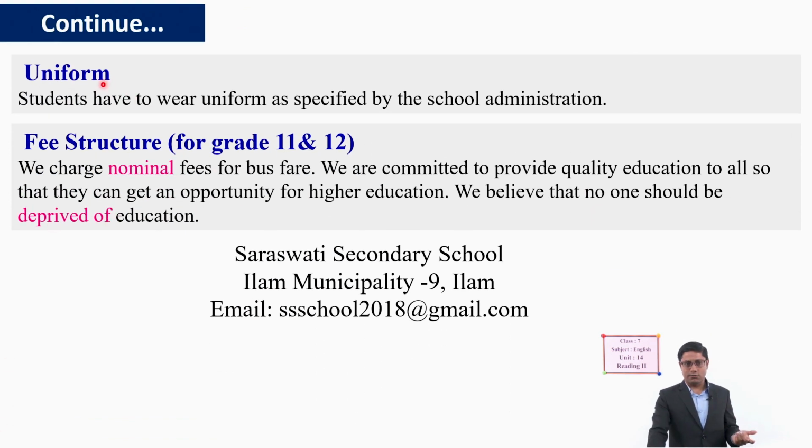Similarly, next is uniform. See there, we commonly say dress also, school dress, school uniform. So students have to wear uniform as specified, means as decided, as mentioned by the school administration. So whatever school says, for example, the school may say, you need to wear sky blue color shirt, then you need to wear that, or blue pants, then you need to wear that, or a tie, then you need to wear that. That is decided by school administration. When we say school administration, it's a system that runs the school.